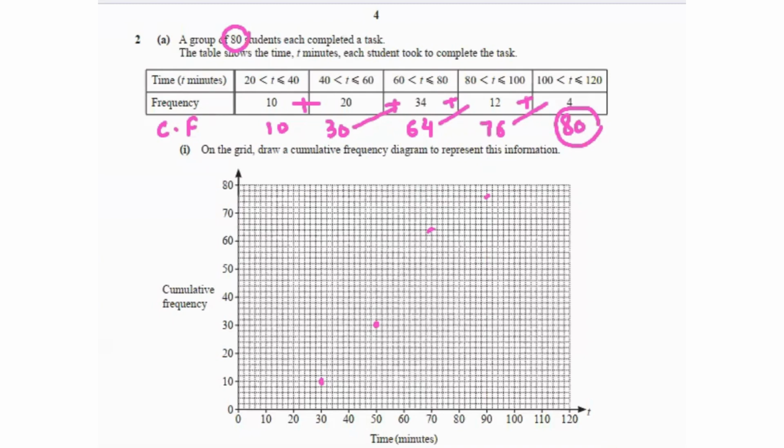And lastly, 80 and 110. That is going to be your value over here. Okay. So now that we've plotted all of our points, connect the dots, starting from 20. This is going to be our graph. Starting from 20 and going on till 120 over here.